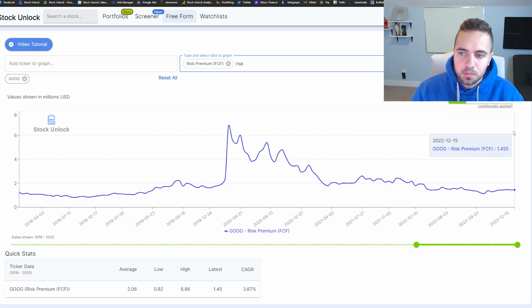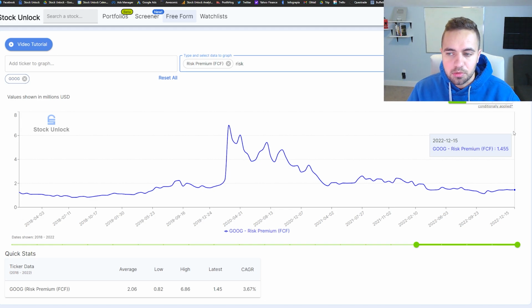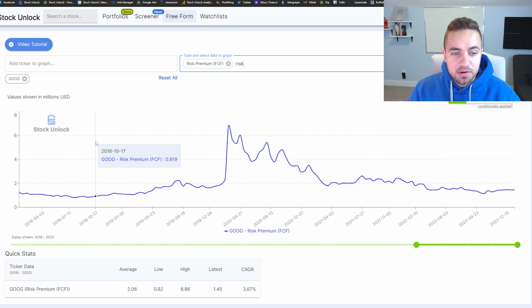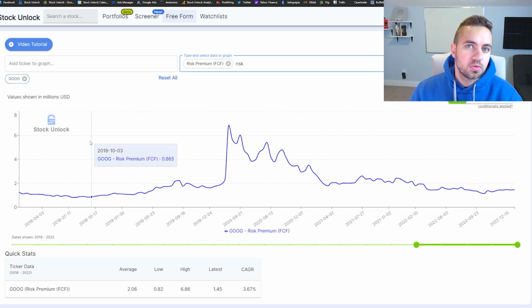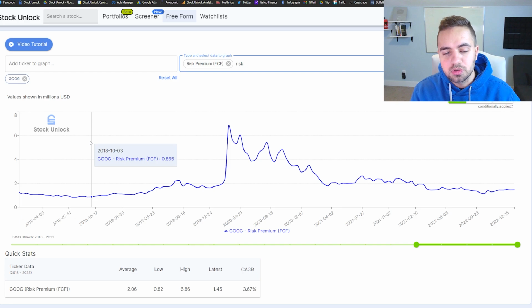So right here, again, we can see that Google's risk premium is sitting at 1.45. So since Google's risk premium is above 1, it means that there is a margin of safety here. However, if we go back to 2018, when Google's free cash flow yield was below bond yields, then we can see that the risk premium back then was 0.86, or 0.87 if we want to round up.